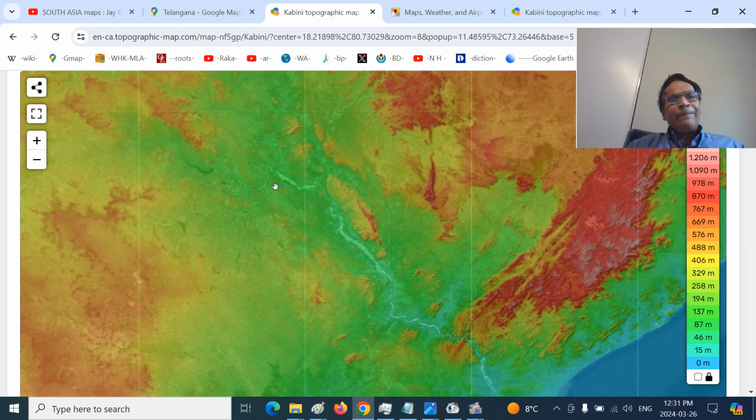From Kaleshwaram here you can see the valley. The valley continues. Kinnerasani joins. Where the towns of Burgampahad and Bhadrachalam Pilgrimage Center are present, it goes to the Papikondalu. Here Rampa Hills goes into the Delta region.